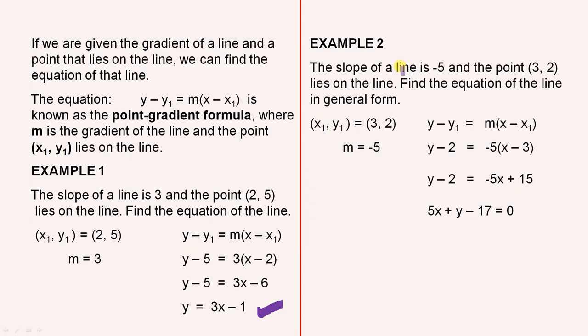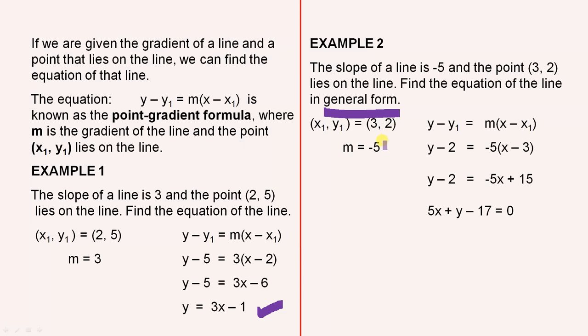Example 2. The slope of a line is negative 5 and the point (3, 2) lies on the line. Find the equation of the line in general form. So there's a difference here. We have to write it in general form. So (x1, y1) is (3, 2), because that's what we're given. m is negative 5. Here is the equation that we have to use, as we saw here.